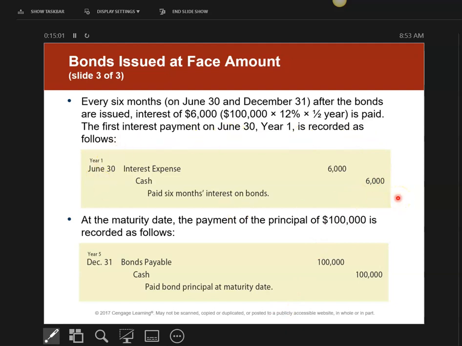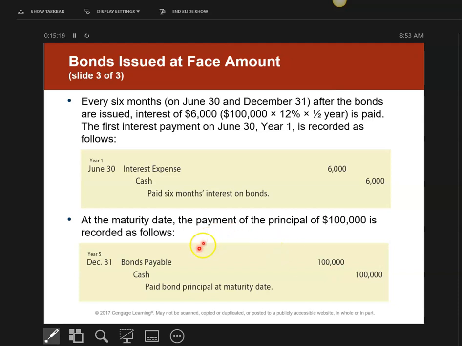At the end of the 5 years or the maturity date, here's the journal entry to give you back your money and debit my bonds payable. So the bonds are no longer on my books at this point in time. This is bonds issued at face amount.